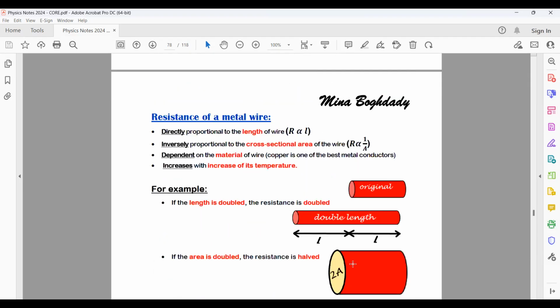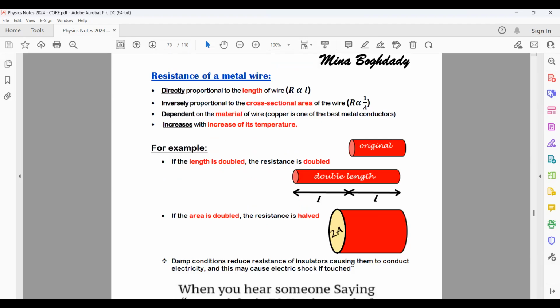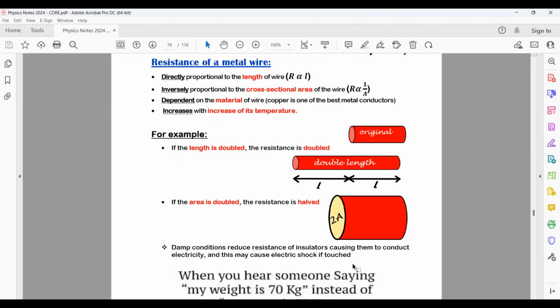Let's go and see. The resistance of a wire is the resistance for the flow of charges. If you want to imagine the resistance, consider yourself one of the charges and this is a pipe you're moving in. If this is the original pipe and I get a longer pipe of double the length, this means it is more tiring and harder for me to finish. So the greater the length, the greater the resistance. So we say that resistance is directly proportional to the length.